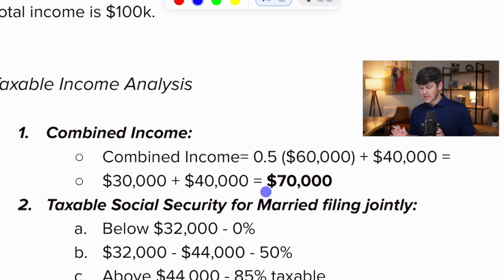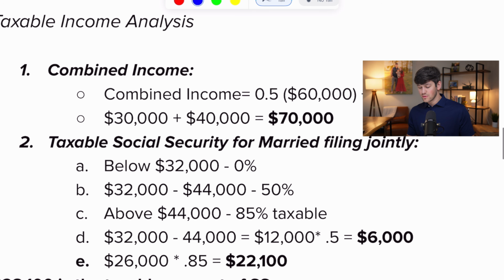Okay, so he's got that right part. He mentioned that in the comment. I think it's going to be $70,000. He's got that so far. That's accurate. Now, the second step is to take that combined or provisional income of 70 and run it through these brackets, as mentioned, and that'll tell us how much of his Social Security income of $60,000 is actually subject to taxation.